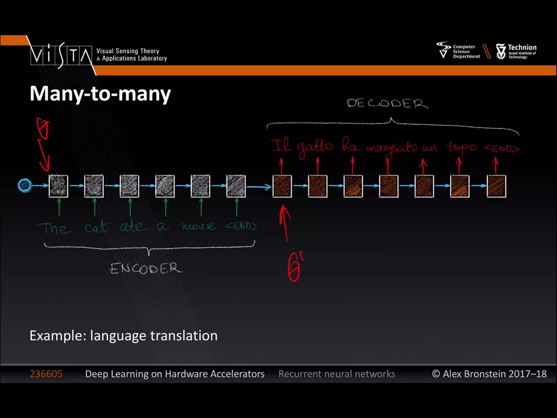But for example, think of language translation. In language translation, I have some variable length input, a phrase in one language, and then I have a variable length output, a phrase in another language, which do not necessarily coincide in the number of dimensions, right? So for example, I have this trivial phrase, the cat ate a mouse, end of phrase, in the input. Let's say I'm translating to Italian, and I write il gatto ha mangiato un topo, end of phrase. Okay, so we have a different number of words here, and let's elaborate on this a little bit.